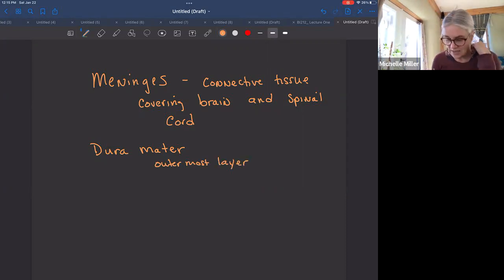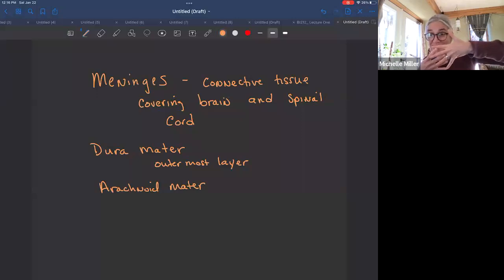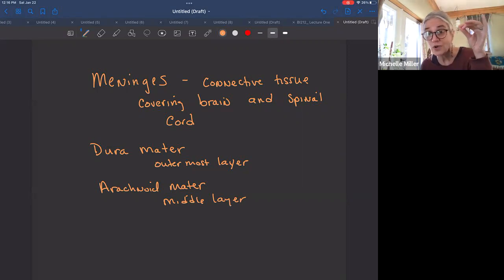Okay. The second layer is the arachnoid mater. And arachnoid means spider. And so this has spidery webs in it, right? And so this is the middle layer. And under the arachnoid mater is actually your cerebral spinal fluid. So we have fluid underneath that arachnoid mater.